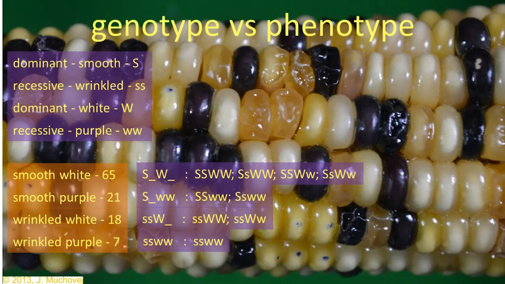So when we look at the phenotype, we are looking at physical expression. When we look at the genotype, we have to know what the actual genes are. In this example, the only one where we can actually tell what we've got as far as genetics goes by looking at the characteristics of the phenotype is the wrinkled purple ones.